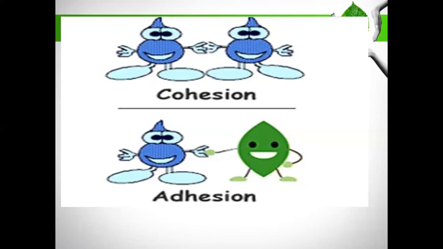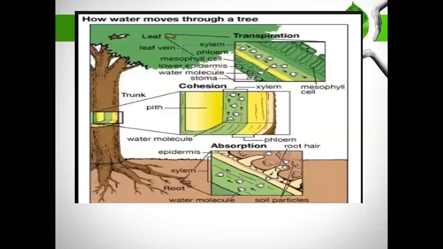It's clear, Mister. Good. Now come to how water moves through a tree. You can see here, because sometimes they ask you a long question, that how water moves through a tree. Firstly, you have to write down the role of root hair cells. You have to start from the root hair cells.